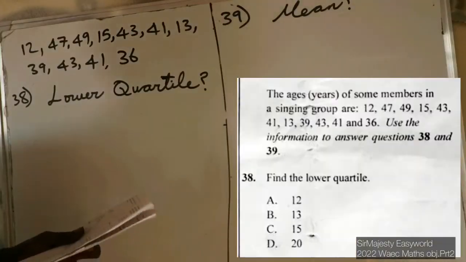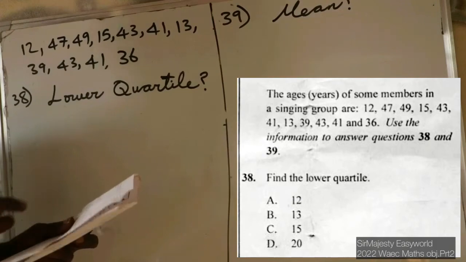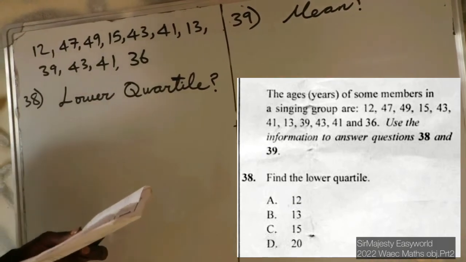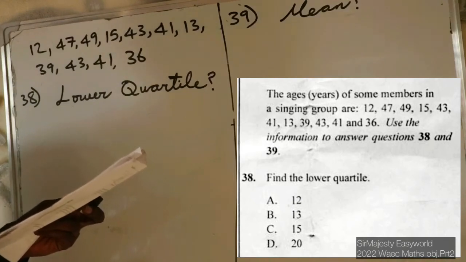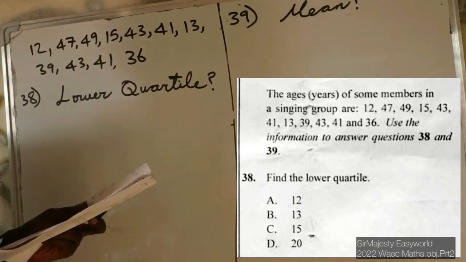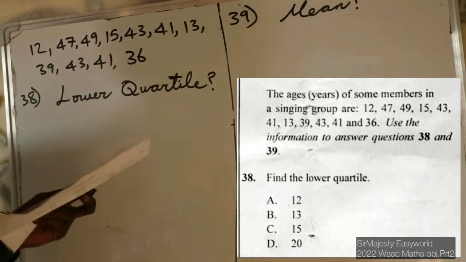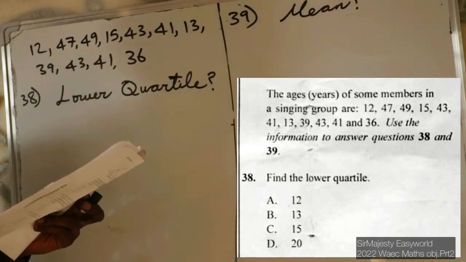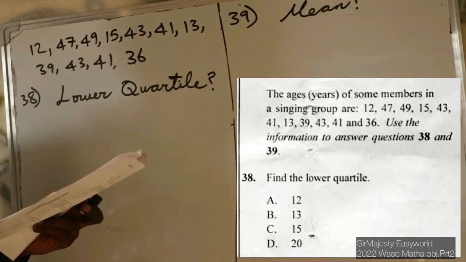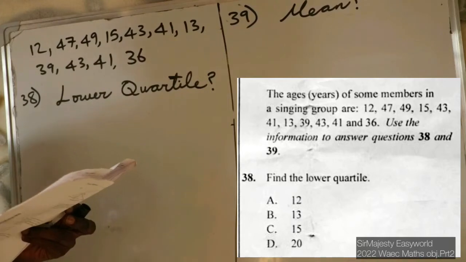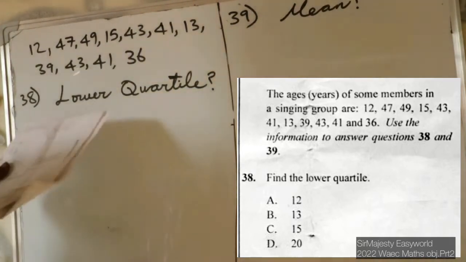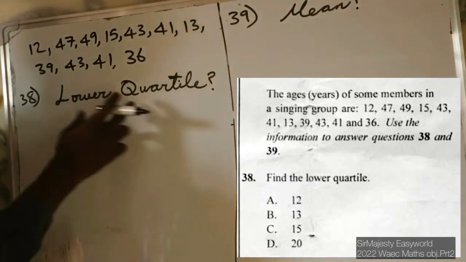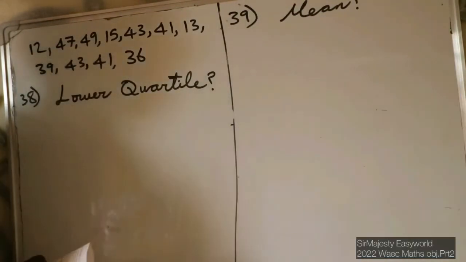Okay, so for question 38, we have information here. It says use this information to answer 38 and 39. The ages of some members in a singing group are 12, 47, 49, 15, 43, 41, 13, 39, 43, 41, and 36. Use the information to answer 38 and 39. So in question 38, it's asking us for the lower quartile of this ungrouped data.